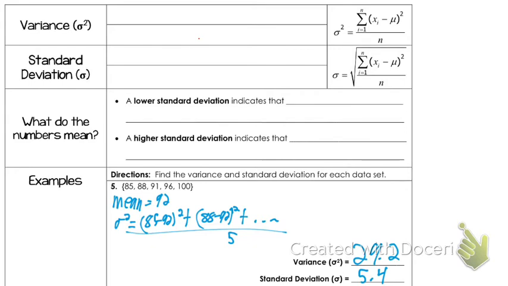5.4 can be considered to be a high standard deviation in some capacities, and a very low standard deviation in others. Now I want to remind you that a lower standard deviation indicates that the things are less spread out, they're closer together. Whereas a higher standard deviation means the opposite, they're more spread out, they're farther apart.